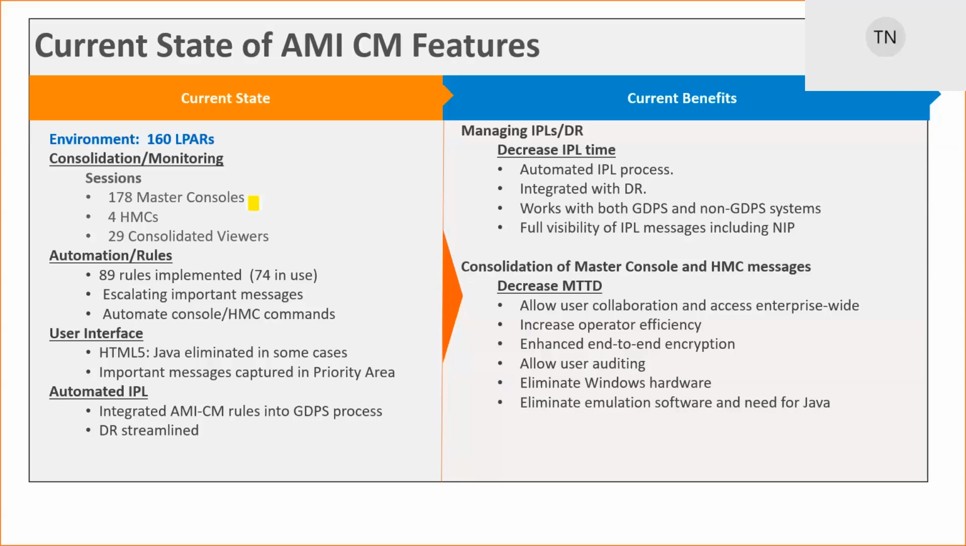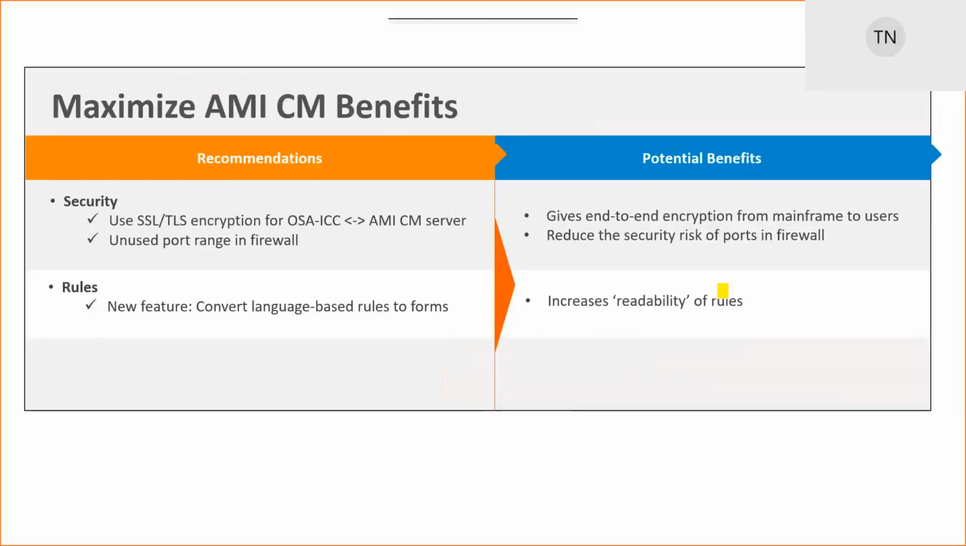They are escalating the important messages, and they're automating a certain number of console and HMC commands. HTML5 is used in some cases. Important messages are being captured in the priority area, and we've got that automated IPL. So on the right, you can see the benefits of those things we just talked about. As far as the recommendations and benefits, one thing I want to break out here.